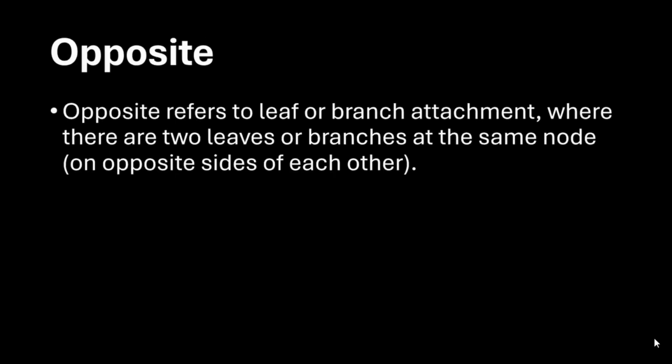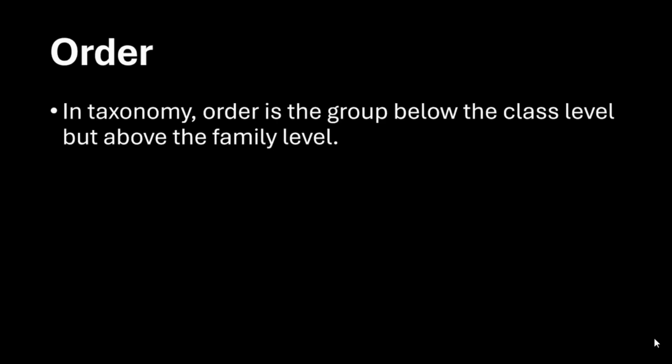Opposite. Opposite refers to leaf or branch attachment, where there are two leaves or branches at the same node on opposite sides of each other. Order. In taxonomy, order is the group below the class level, but above the family level.